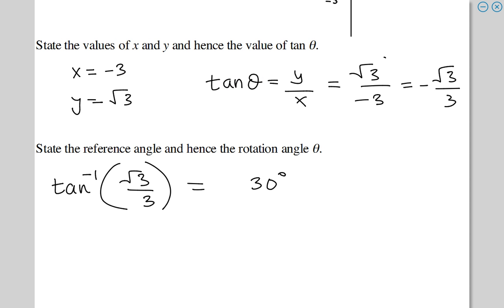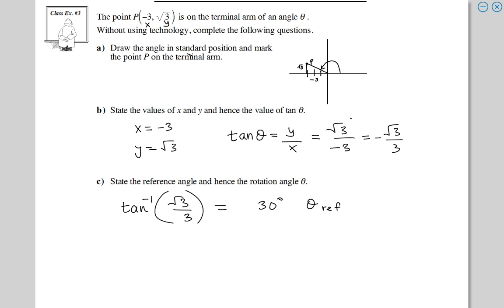Okay, remember, our calculator spits out the reference. Okay, so what's the rotation for quadrant 2 here? 180 minus the reference is the rotation. Okay? Good? Okay, what else do we got here?